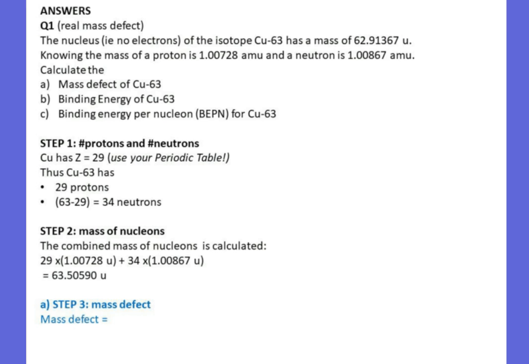But now we can find the mass defect. So, the mass defect of a nucleus is the mass of the nucleons minus the mass of the nucleus. We've been given the mass, we calculated the mass of the nucleons, 63.50590. We were given the mass of the actual nucleus, 62.91367. So it turns out there's actually a 0.59223 mass defect. The nucleus weighs a considerable amount less than the actual separate nucleons.